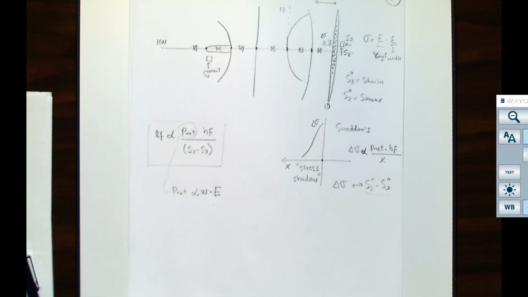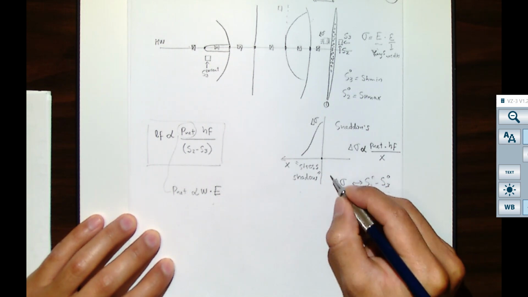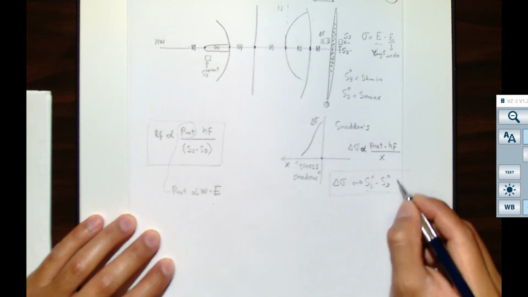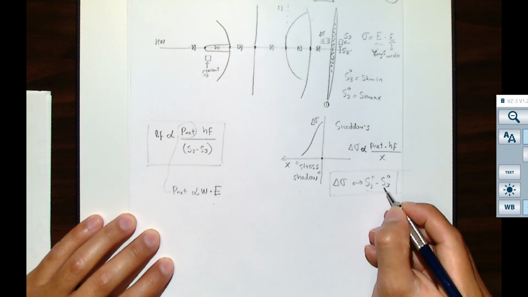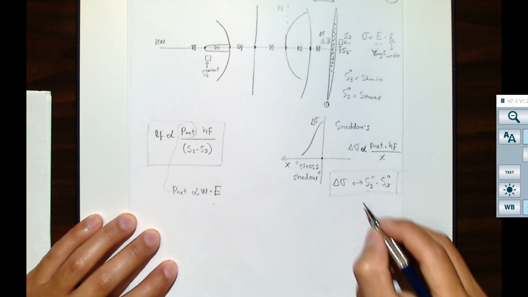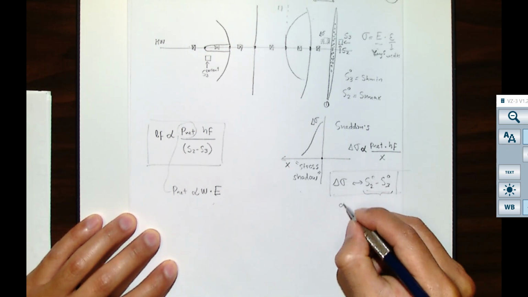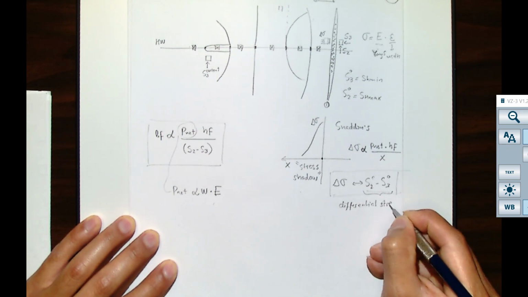So you had a question. Why did you write delta sigma, and then you have the arrow S2 minus S3? What does that mean? What I mean is that what you have to evaluate is the change of stress with respect to the difference between the intermediate stress and the minimum principal stress. This is what is called differential stress.